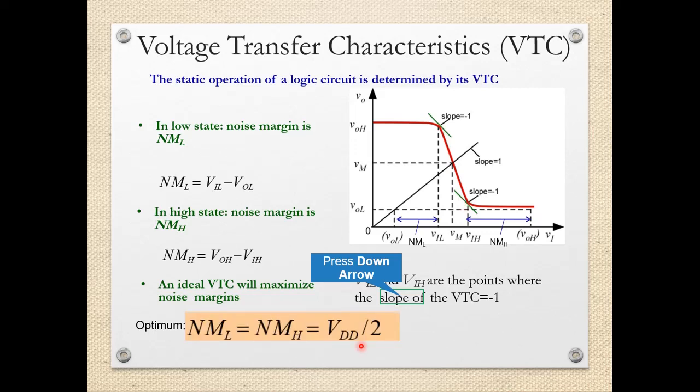So this NML is equal to NMH, which is equal to VDD by 2. The highest voltage that we can obtain, the highest output, is equal to VDD, and exactly half of that is nothing but the noise margin. That is, if the supply voltage VDD is equal to 5 volts, then this noise margin should be equal to 2.5 volts. That is half of that.